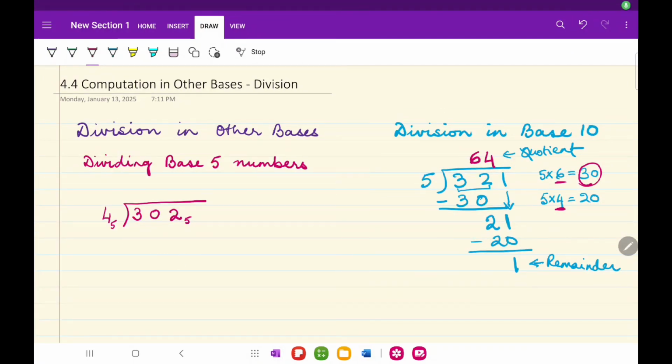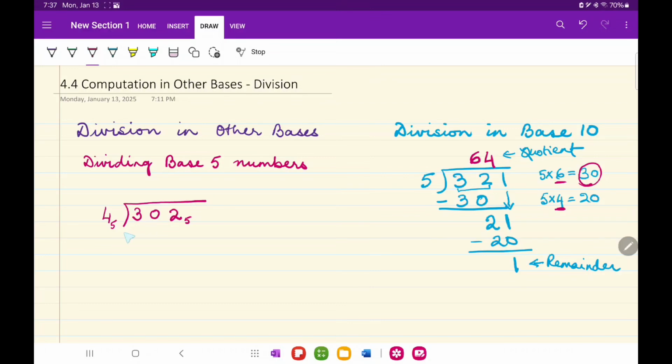Now for the first example, I'm going to work on dividing two base 5 numbers. The numbers I've chosen are 302 base 5 divided by 4 base 5. All right, so we'll follow the same process as in division in base 10, but remember this time we are working in base 5. So we have to think of a number in base 5 that, when multiplied by 4, gives us a value as close to 30 as possible without going over.